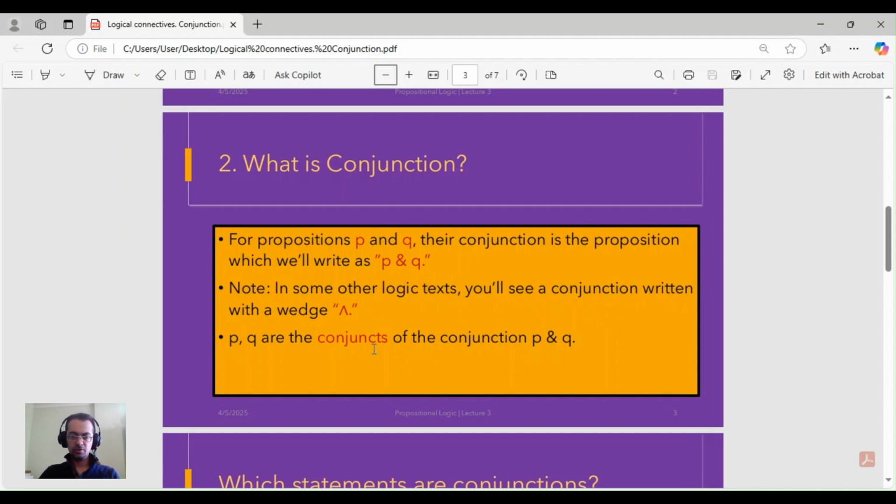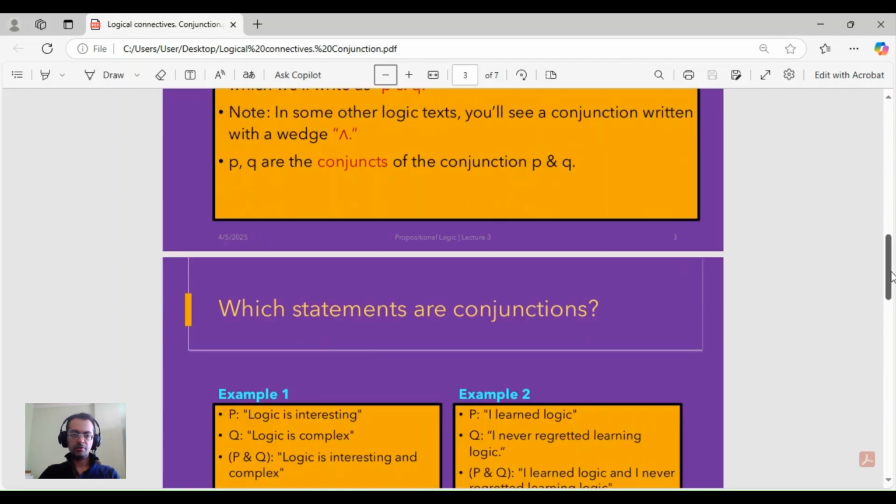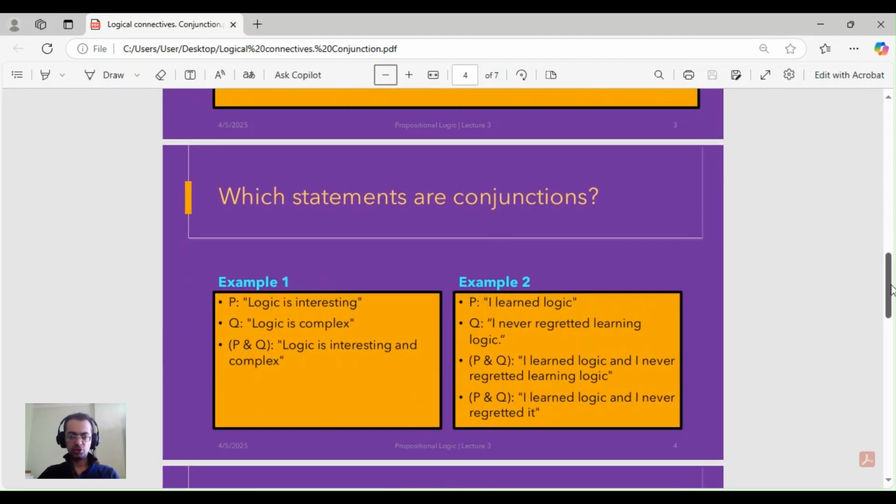Okay, you can see this word here. And which statements are conjunctions? Our examples in this context. You can see two examples here. The first example, logic is interesting, it's our P statement. Logic is complex, it is our Q statement. P and Q, our conjunction, will be: logic is interesting and complex.